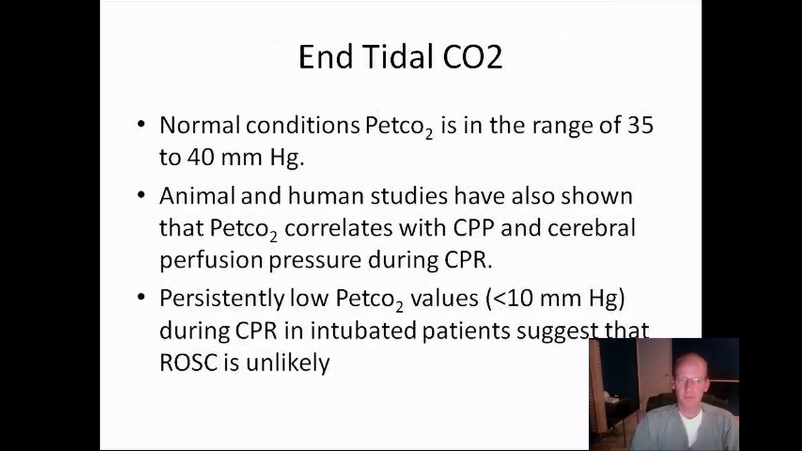individually. So end-tidal CO2. Under normal conditions, the end-tidal CO2 ranges from 35 to 40 millimeters of mercury. You may ask, what is end-tidal CO2? So basically, as we exhale, we obviously exhale CO2. So you can actually quantitatively assess the amount of CO2 coming out of the lungs. And we call it end-tidal because that's the end of a tidal breath.